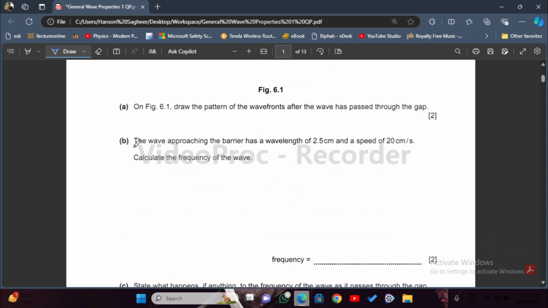Right, in part B, the wave approaching the barrier has a wavelength of 2.5 centimeters and the speed is 20 centimeters per second. We would have to calculate the frequency. Now, students, in my previous worksheets, I have told you that there is an equation called the wave equation which relates velocity or speed, frequency and wavelength of a wave like this. So we have to calculate the frequency. So frequency will become the subject of the formula and our equation will become like this.